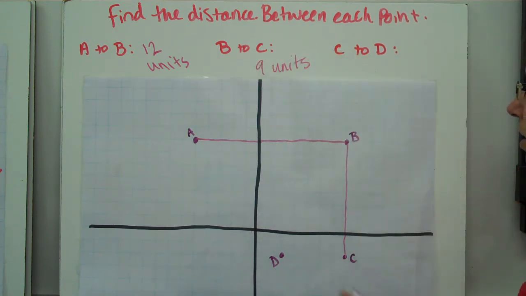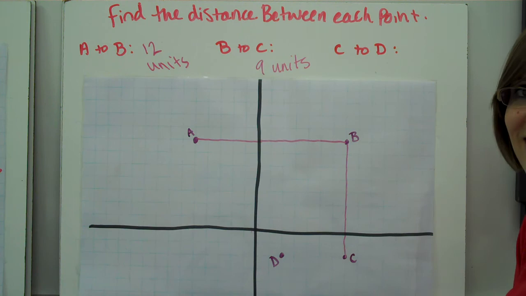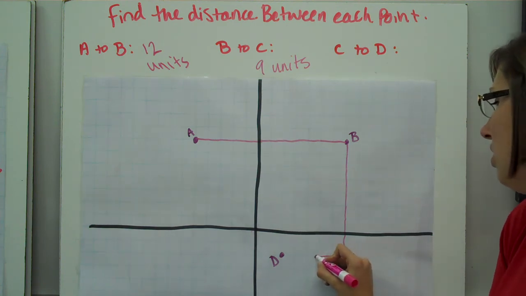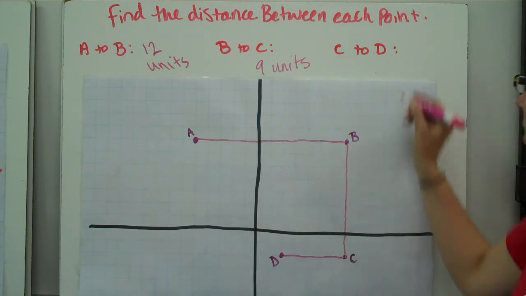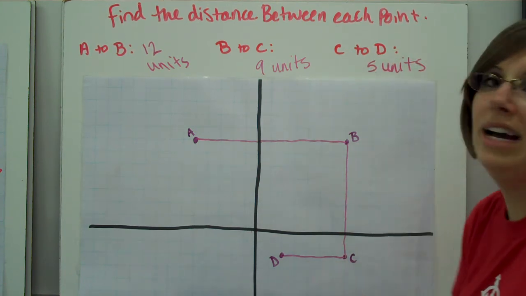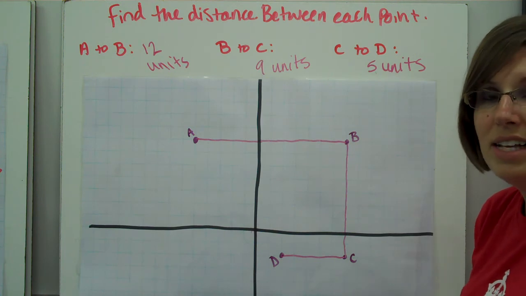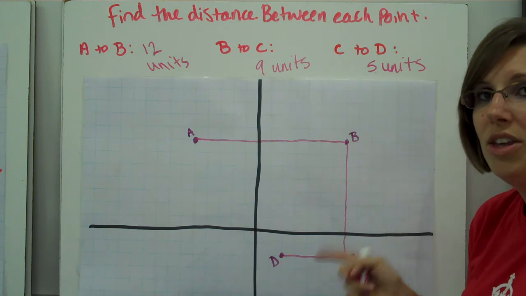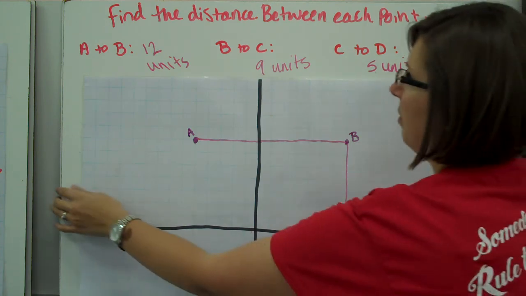Why don't you try the path going from C to D, and write down how many units that is. Did you get 5 units? All right, pretty easy. Now let's see if we can find the distance between 2 points not using a graph. Let me show you.